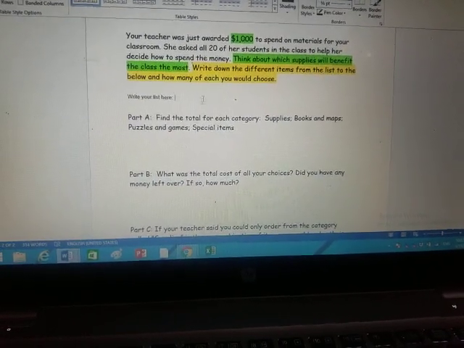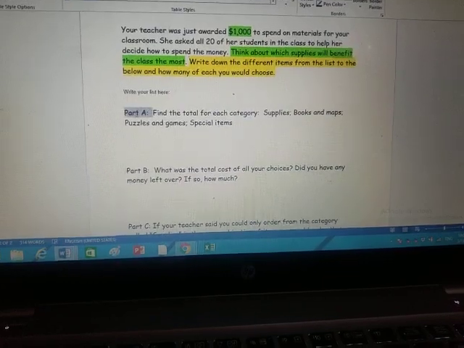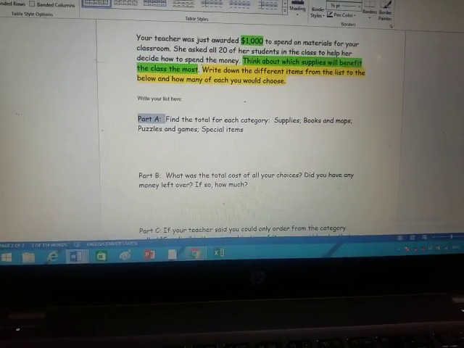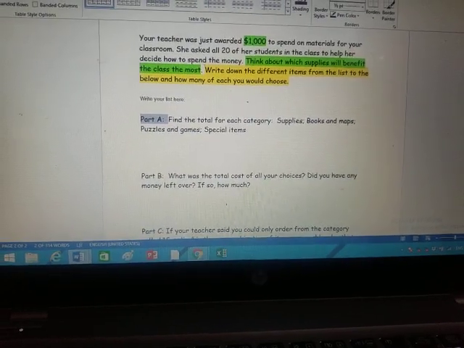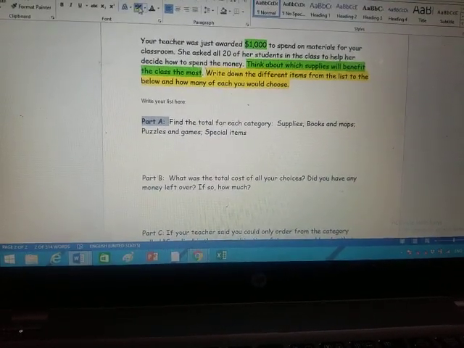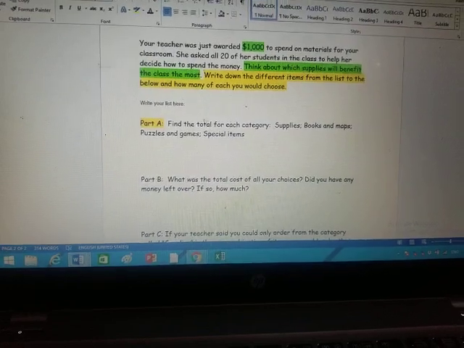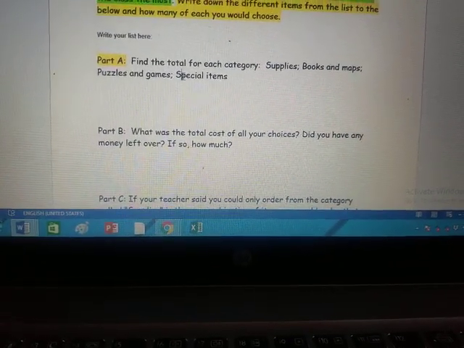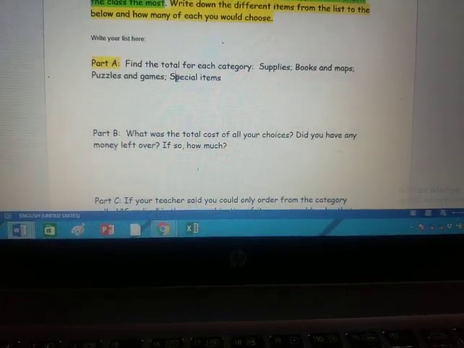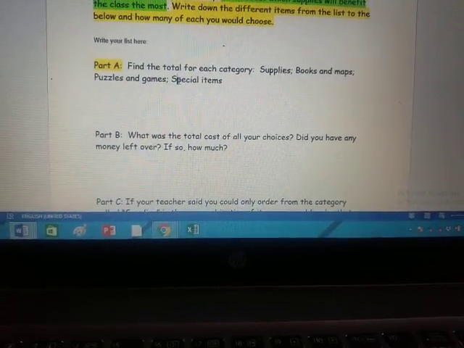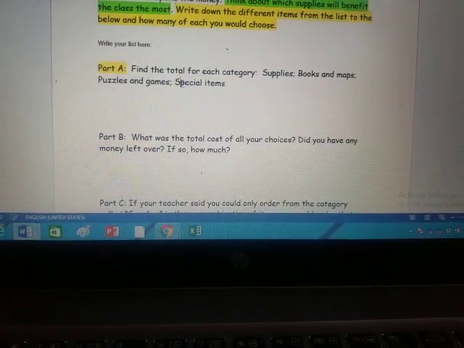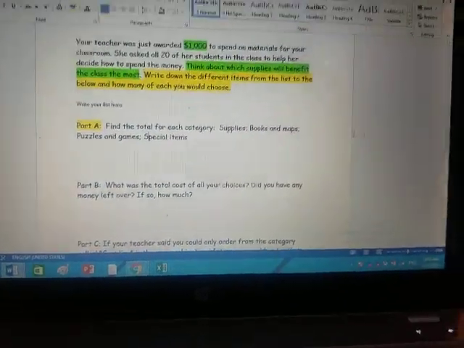Once you do that, now you can go on to part A. Part A says that you need to find the total of each category. What does total mean, boys and girls? If you don't know, you have your agenda book, and you can look at the keywords that we have made in the past. So, total of each category. The categories are supplies, books, maps, puzzles and games, and special items.